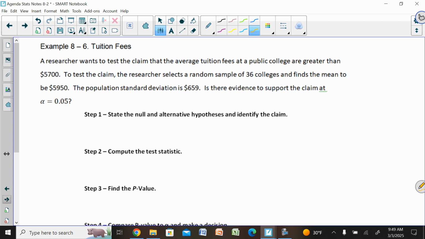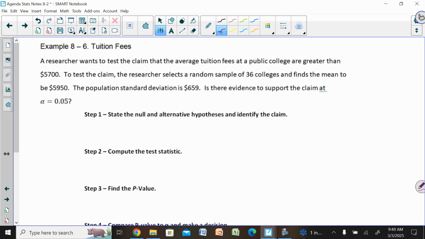A researcher wants to test the claim that the average tuition fees at a public college are greater than $5,700. To test the claim, the researcher selects a sample of 36 colleges and finds the mean to be $5,950. Population standard deviation is $659. Is there enough evidence to support the claim that alpha equals 0.05? So let's do our first hypothesis test.